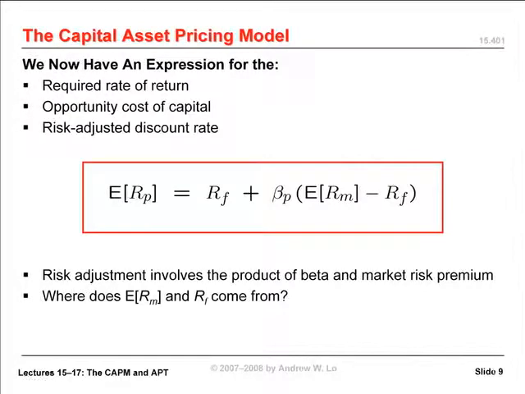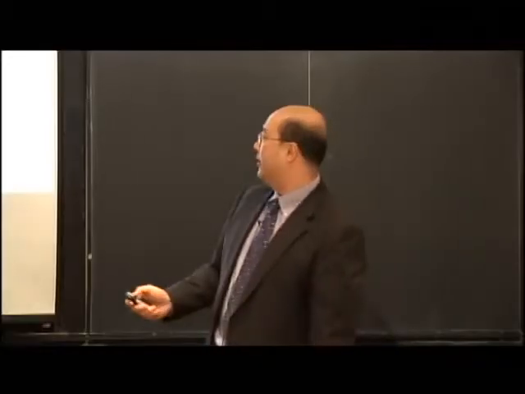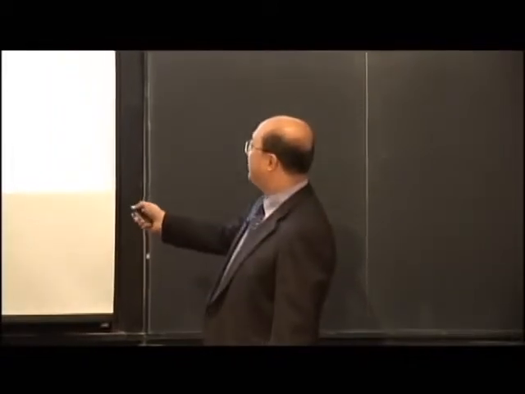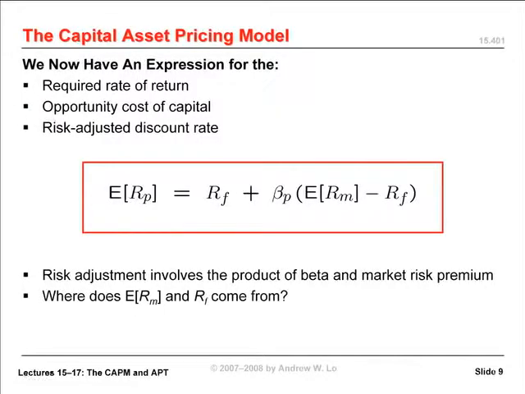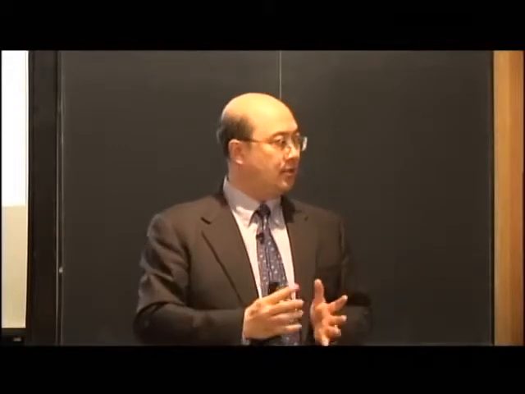But let me add one more thing to that, which is that beta is a measure of a particular kind of risk that a particular security has. And the kind of risk, as I said before, is this covariance between the rate of return on a particular asset and the rate of return on the market portfolio. This kind of risk is not the total risk of a particular security. In fact, it is called the systematic risk.